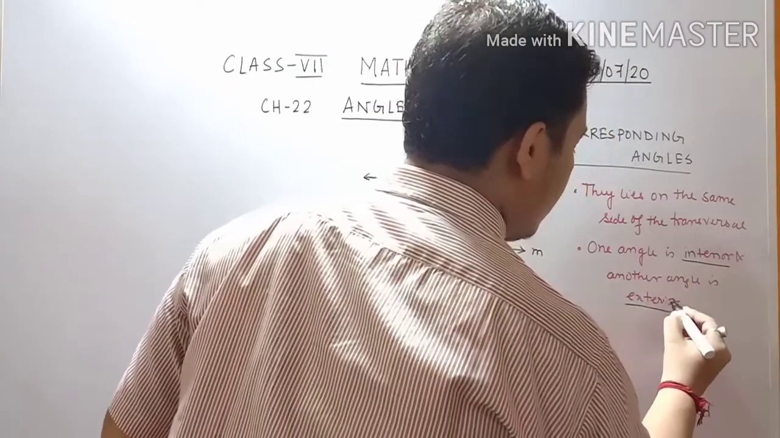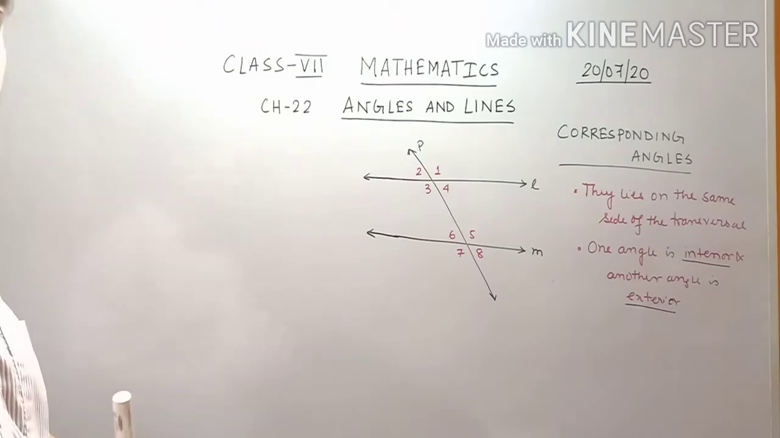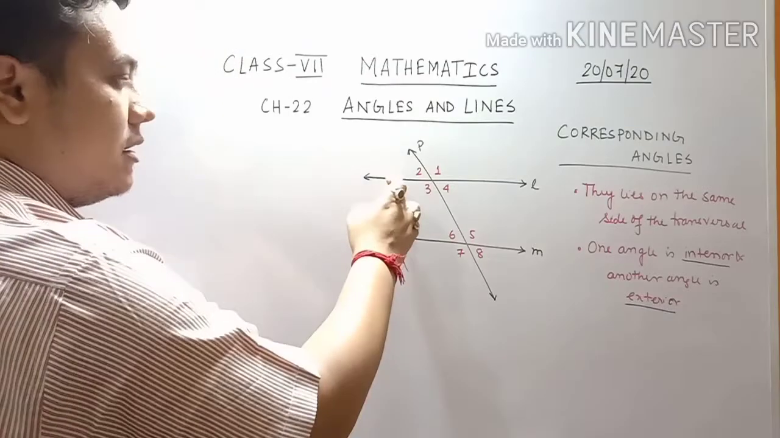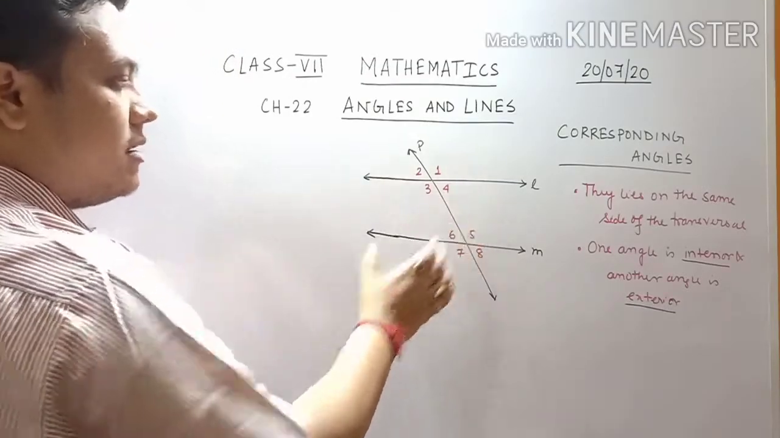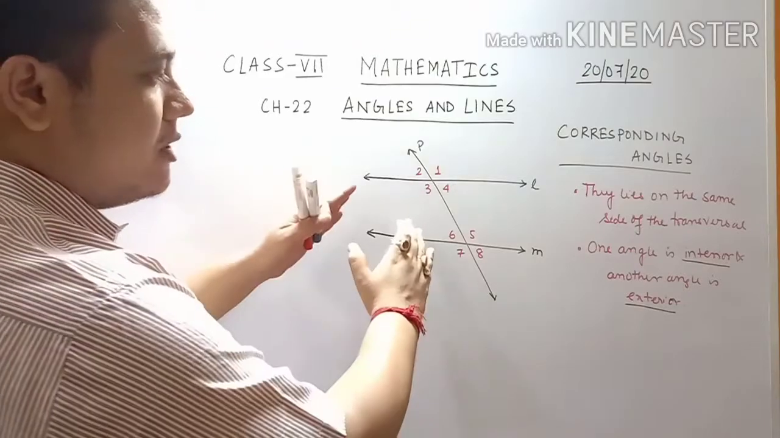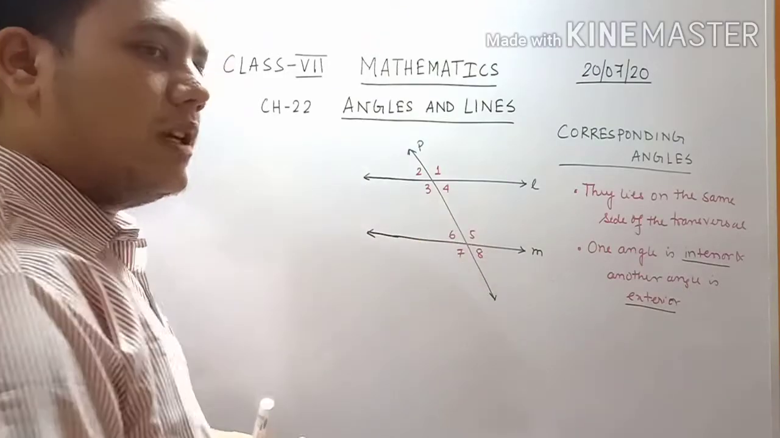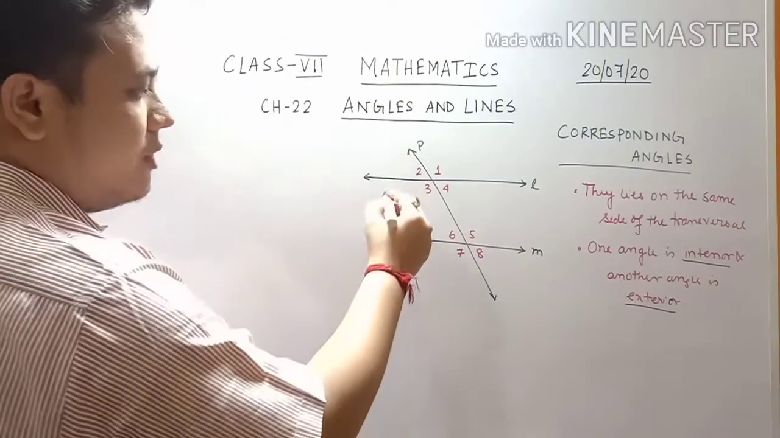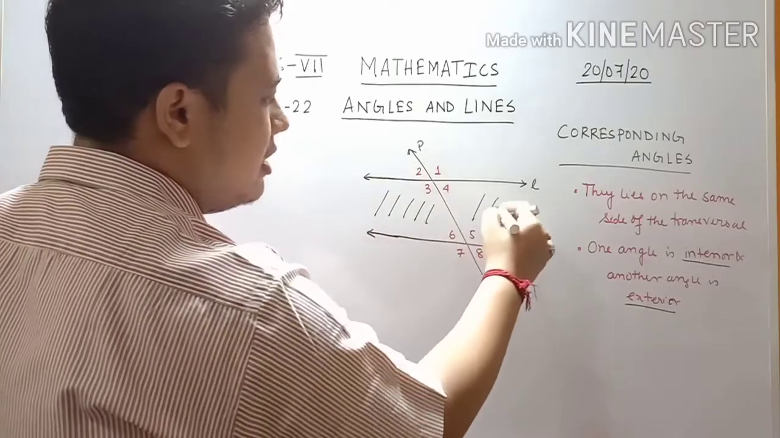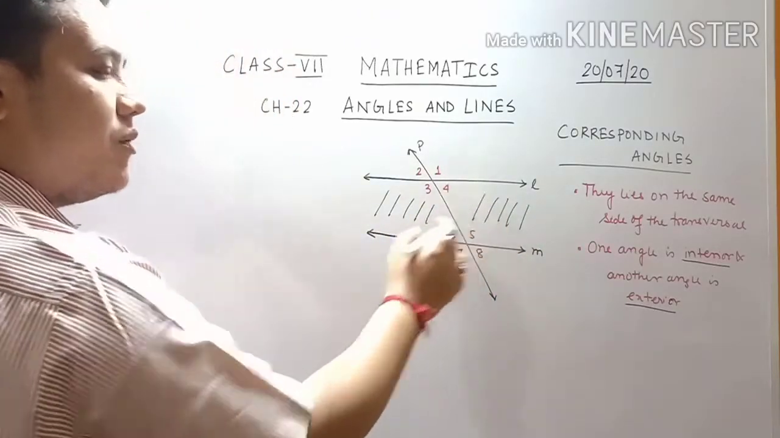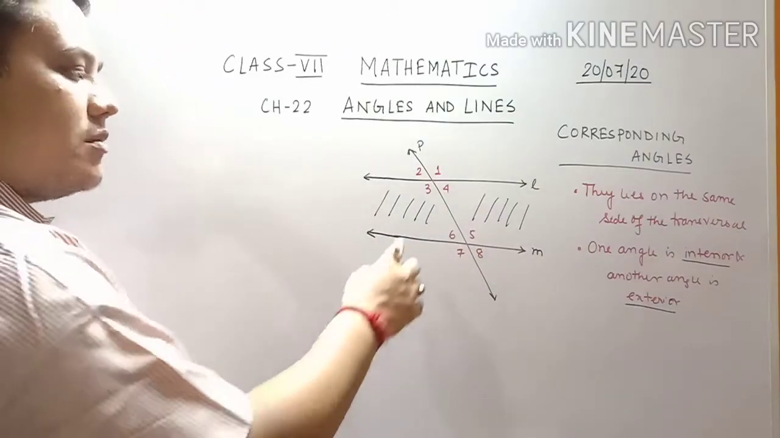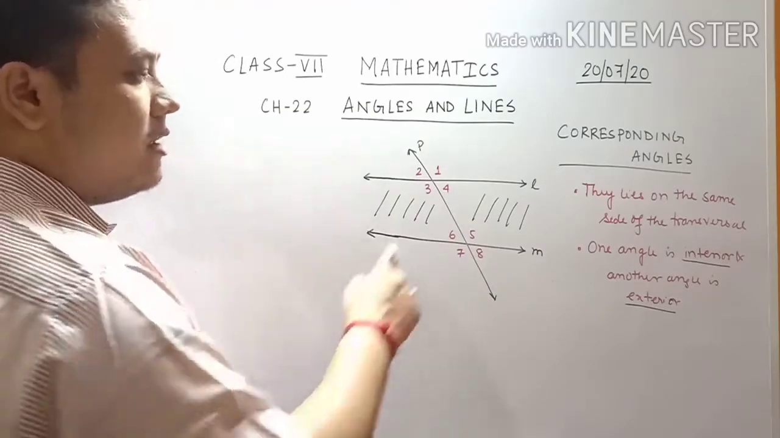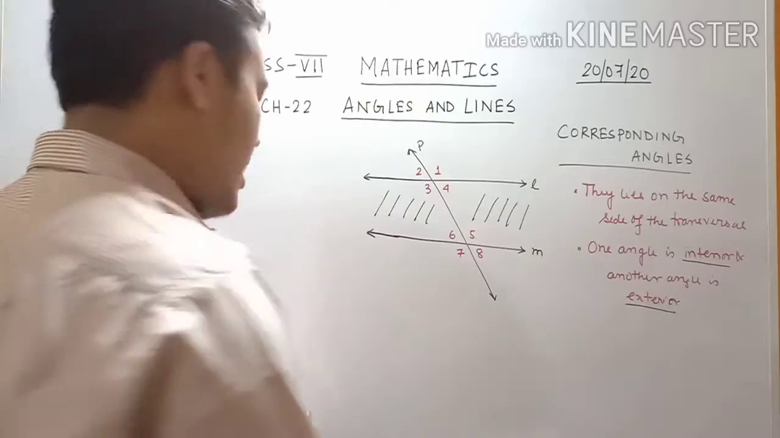Interior means the part which is between two lines. Suppose these two lines are parallel lines. The interior section of these two lines is called the interior part, and the angles between them will be the interior angles, and those which are not in this section will be the exterior angles. The part which I am shading is the interior part, because this part is in between these two parallel lines. So the angles in this section will be called the interior angles. And how many such angles are we getting? 3, 4, 5, 6, a total of 4 angles.